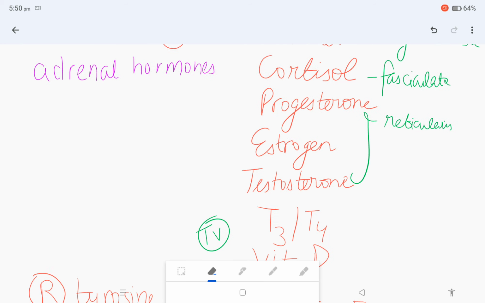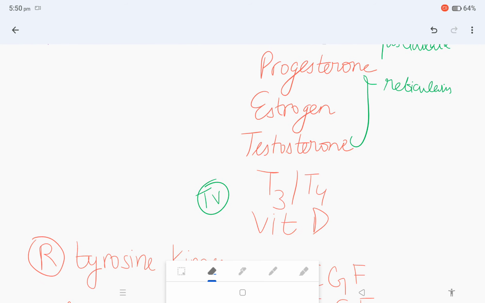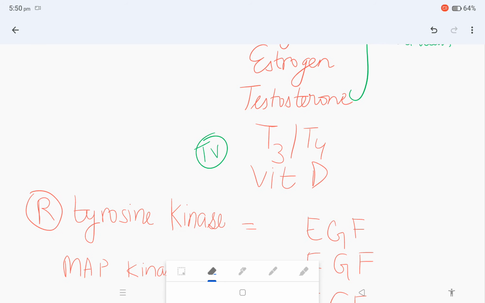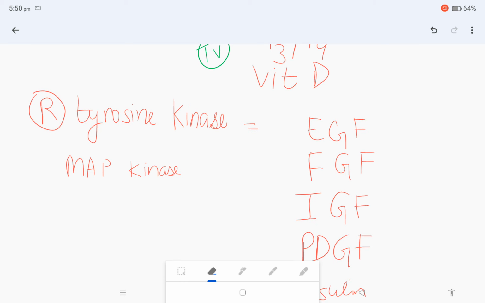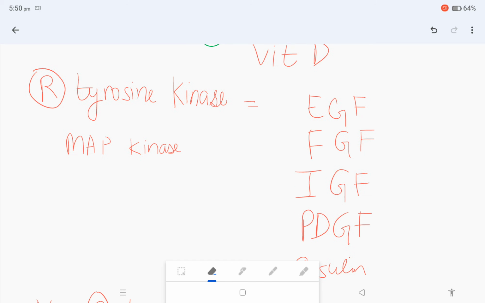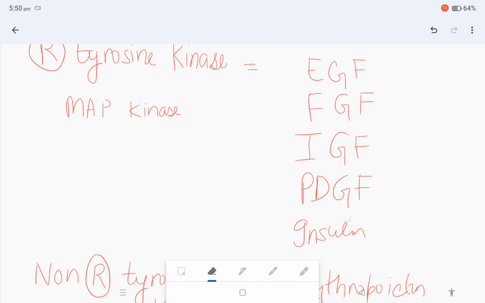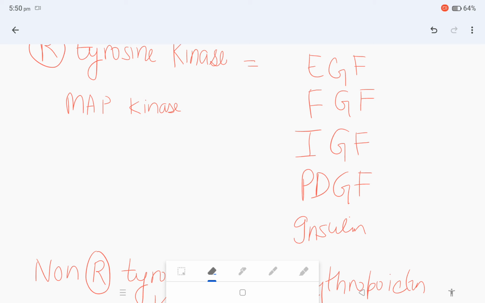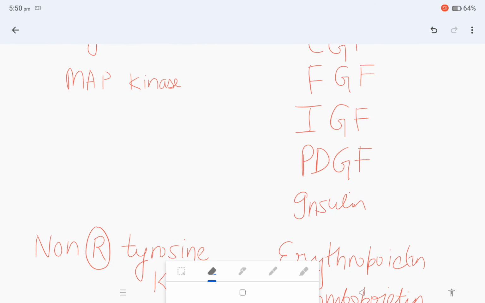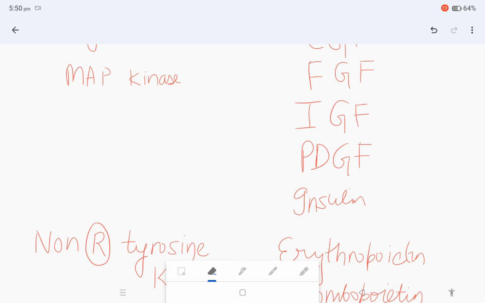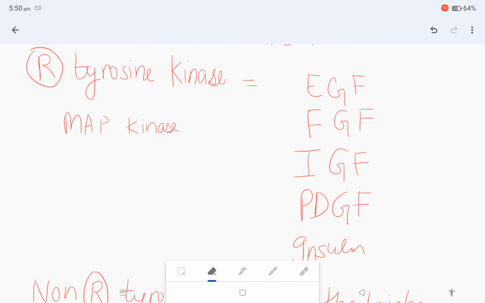And another intracellular receptor hormone which is not mentioned here is retinoic acid. Then we have receptor tyrosine kinases. Receptor tyrosine kinases are also known as MAP kinases. Tyrosines provide the map for the hormones to act. And in this we have the epidermal growth factor EGF, FGF, IGF. Okay, epidermal growth factor, fibroblast growth factor, insulin like growth factor, insulin, and platelet derived growth factors. Basically all the growth factors are linked with the tyrosine kinases.